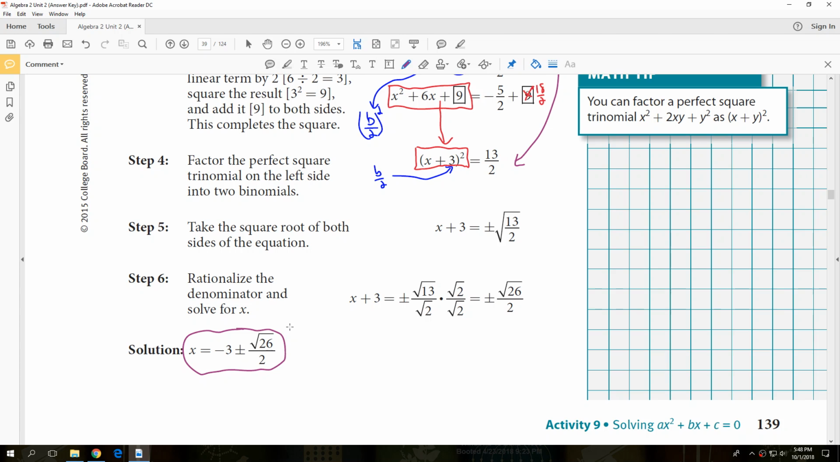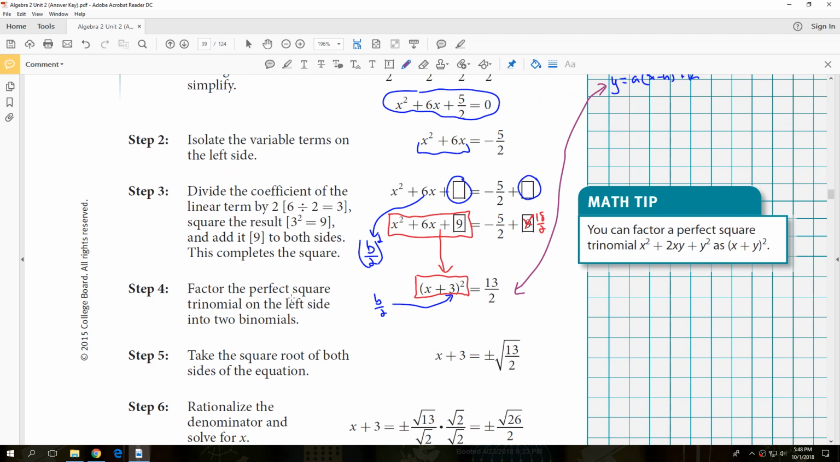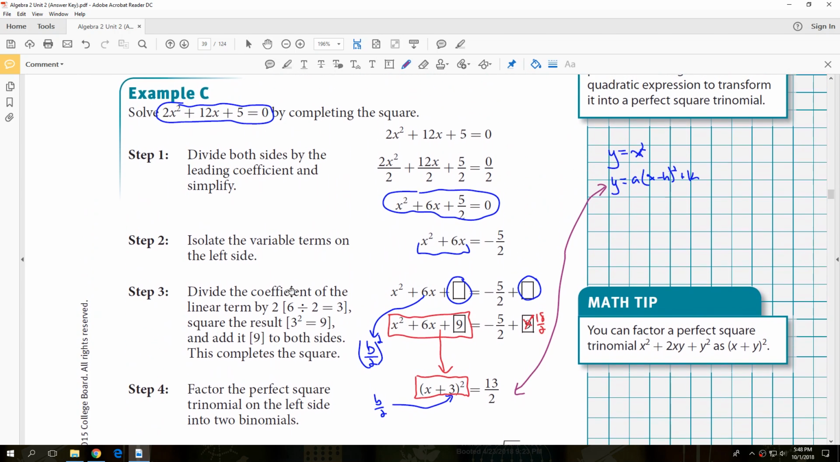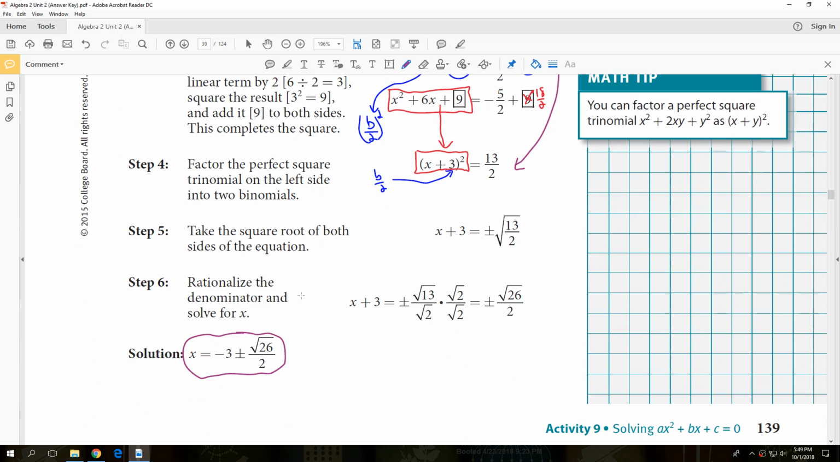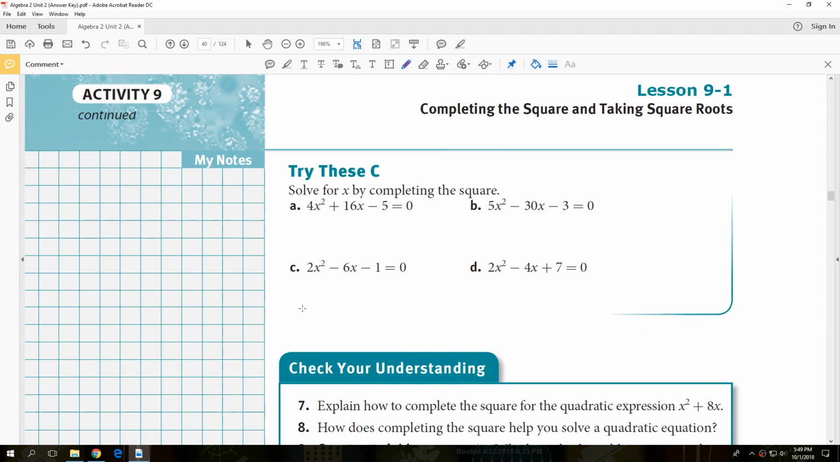Okay. Again, by completing the square, we derive the quadratic formula, and we're going to do that next lesson. So they're very, very similar in process.